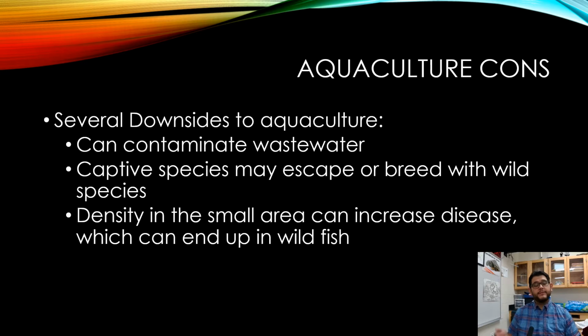But unfortunately, there's downsides to it. So the number one thing is it's going to end up contaminating it with wastewater. Because if you have a lot of fish in a small area, they're going to have a ton of waste, and those captive fish sometimes can escape. And if they're not from that area, that can be an issue as well, leading to introduced and invasive species. And then, of course, because of the density in that area, you can end up having disease pop up, and that can spread to fish locally that are close by. So you don't want to end up with those. So that's where you end up with downsides.